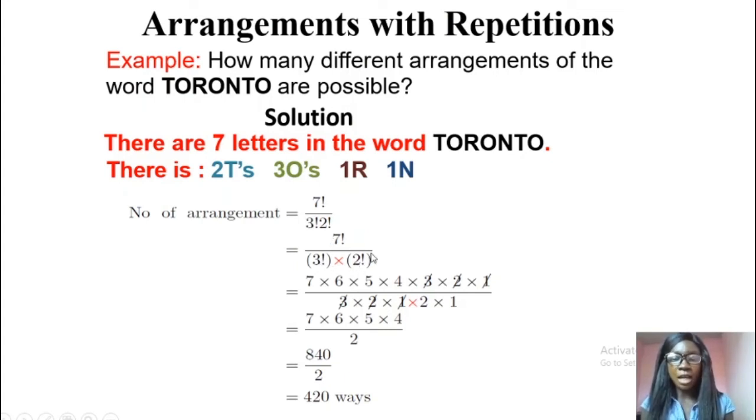Remember, we agreed that 3 factorial multiplied by 2 factorial is not 6 factorial. So you settle that of 3 factorial multiplied by 2 factorial. Here we have this, and we have 840 divided by 2, and we have 420 ways.